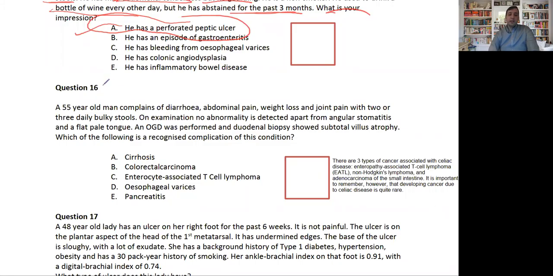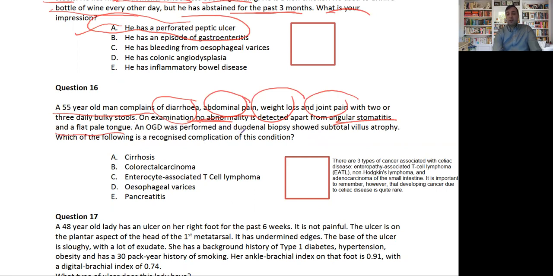So here, question 16, we have a 55-year-old man complaining of diarrhea, abdominal pain, weight loss, and joint pain, with 2 or 3 daily bulky stools. On examination, no abnormality has been detected apart from angular stomatitis and a flat pale tongue.